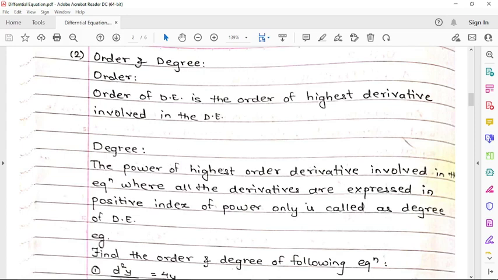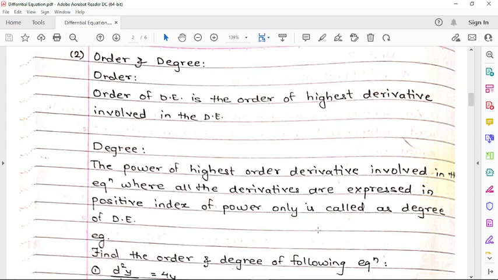Degree is nothing but the power of the highest order derivative involved in the equation. First we have to find the highest order derivative, then we have to look at the power of that derivative, where all derivatives are expressed with positive index of power only. That is called the degree of the differential equation. So before identifying the degree, we have to express the differential equation in proper format. What is the proper format? We have to express it in terms of positive index of power only. Then we will go on to find the degree.